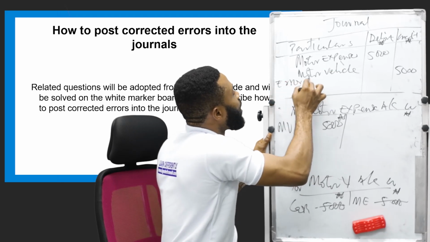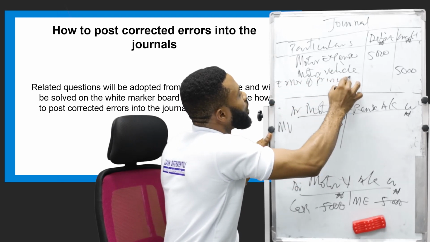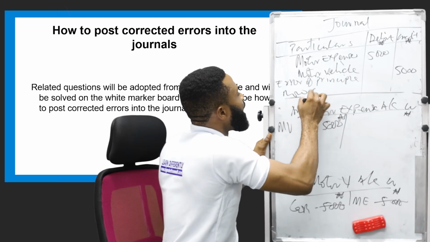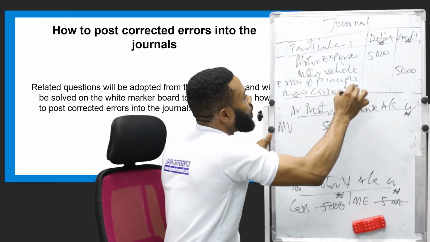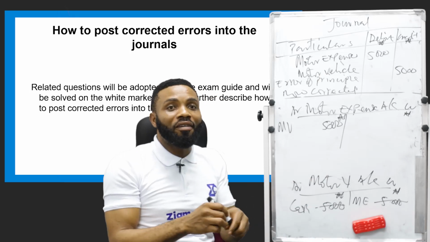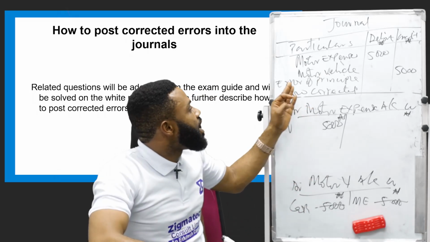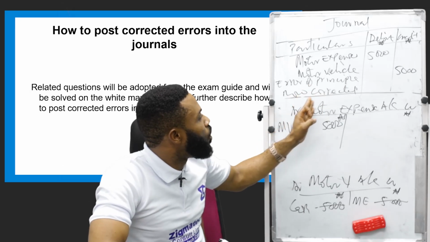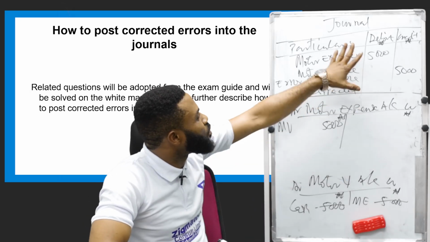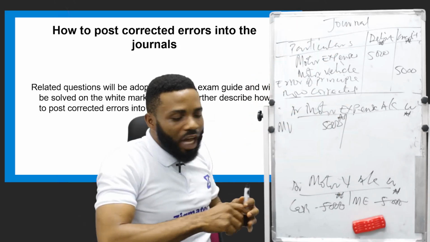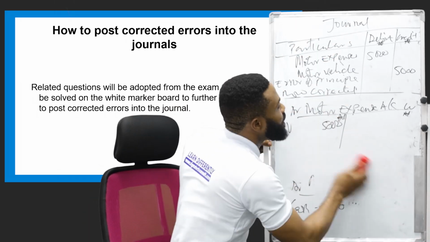Error of principle now corrected. Simple. You have completed that transaction. So at that point, we can now say error of principle now corrected. So that's how to prepare. So the job will now continue. This thing will now continue.